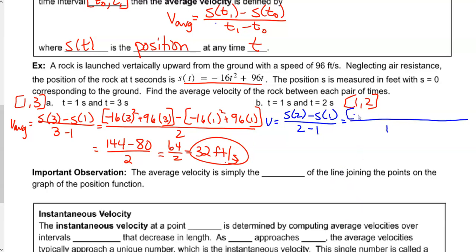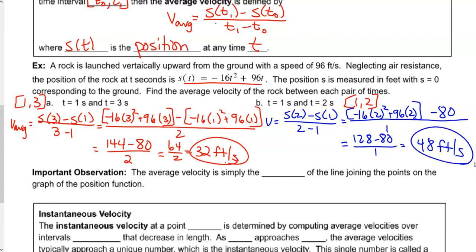So basically, I need to do negative 16 times 2 squared plus 96 times 2. I'm going to steal the 80 from the other side, from the other problem. And when I do negative 16 times 4, that gives me negative 64. Add that to 192. That will end up giving you a value of 128 minus the 80 all over 1. Therefore, we get 48 feet per second. So that is the average velocity from 1 to 2 seconds.